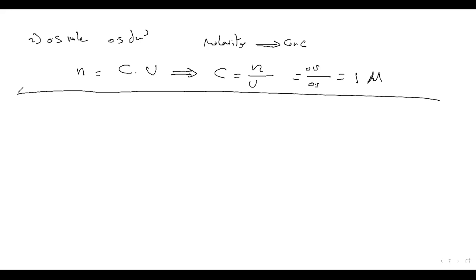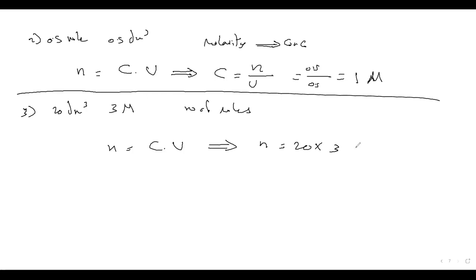Number 3: given 20 decimeter cubed and 3 molar, how many moles of solid? Number of moles equals concentration multiplied by volume. So number of moles is 20 multiplied by 3, equal to 60 moles.